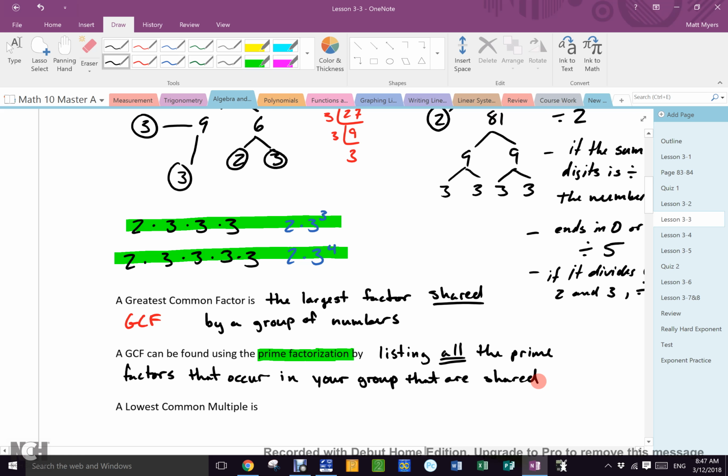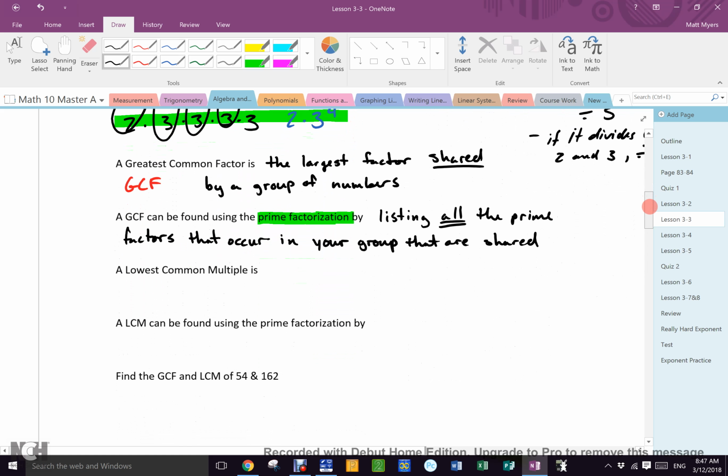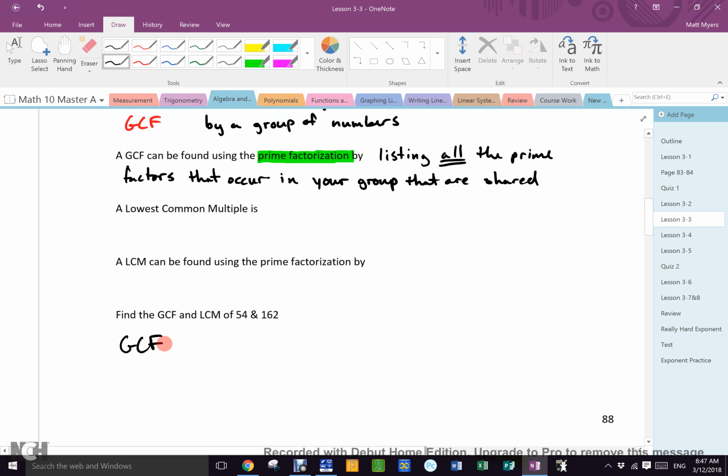So, is there a 2 that is in both groups? Yes, right there. Is there a 3 that is in both groups? Yes, right there. Is there another 3 in both groups? Yes, right there. Is there another 3 in both groups? Yes, right there. Is that 3 in both groups? No. So when I list all of them that are shared, for GCF at the bottom here, there was a 2, a 3, and another 3, yes?